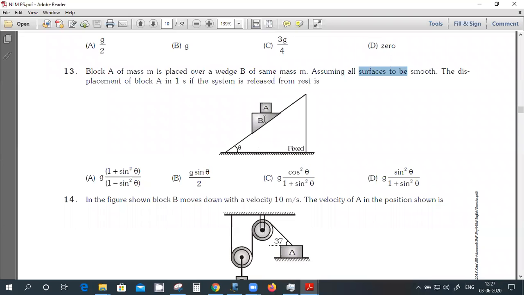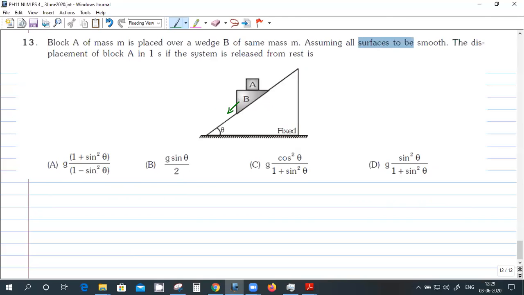Okay. So B is going to move down. Whether there will be slipping of A on B, that is the only question. All surfaces are smooth, right? So when block B is moving down, it's a non-inertial frame. If I fix my frame to B, there will be a pseudo force acting on block A. That is the only addition. B is moving down with an acceleration A that you have to find out.